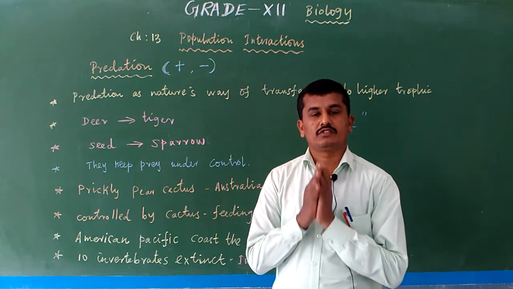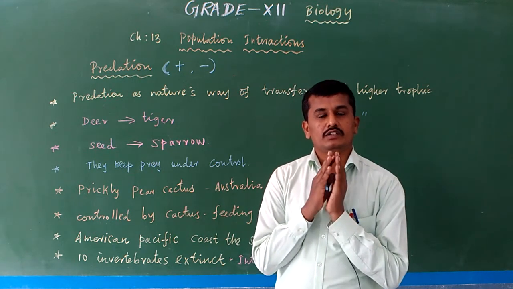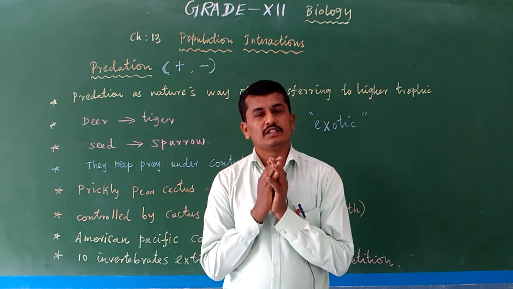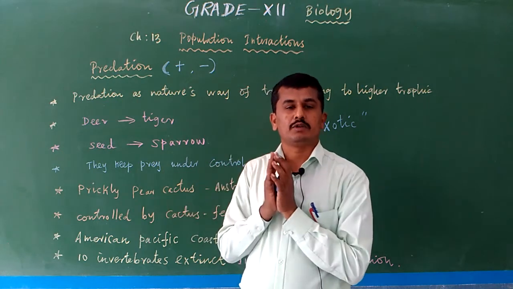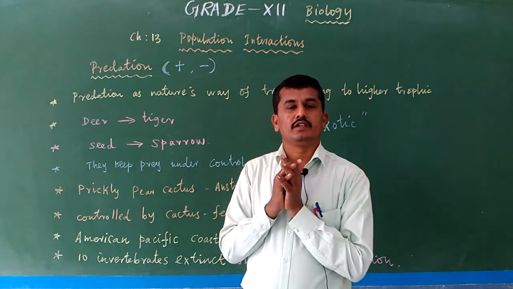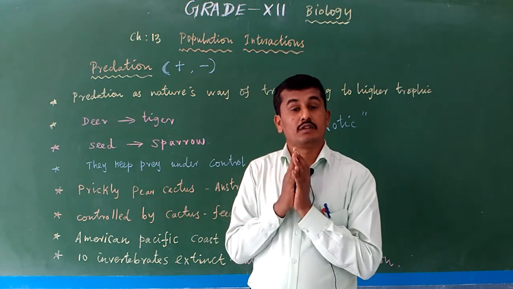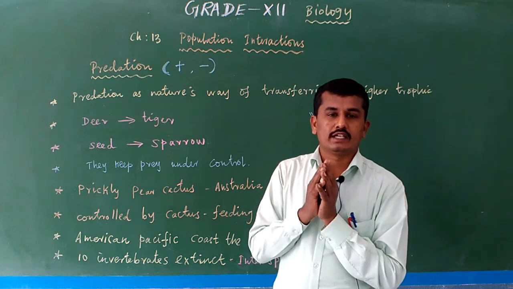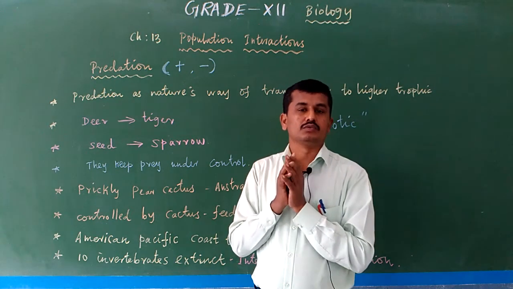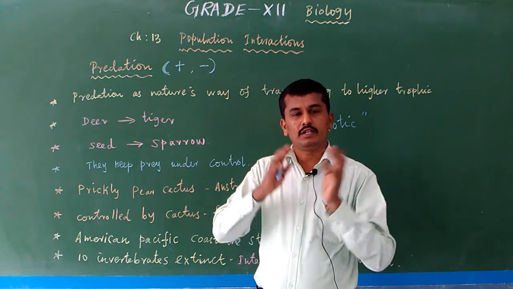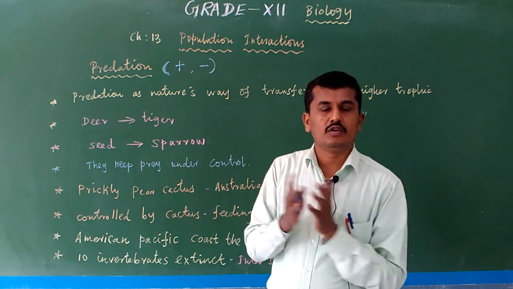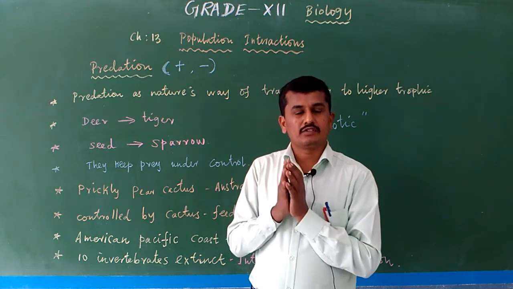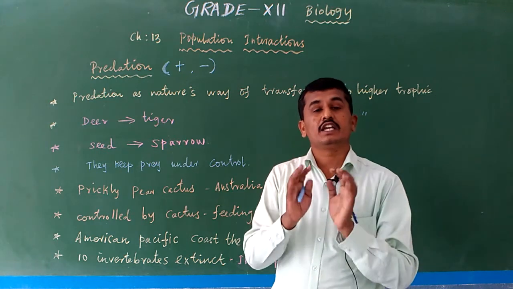Now, for example, the deer population is reduced due to the tiger population. Imagine if you remove all the tigers from a particular area, we might think the deer will survive more, grow, multiply and reproduce more. But that is not actually true. Initially, the deer population increases because there is no predator, since the tiger is absent.